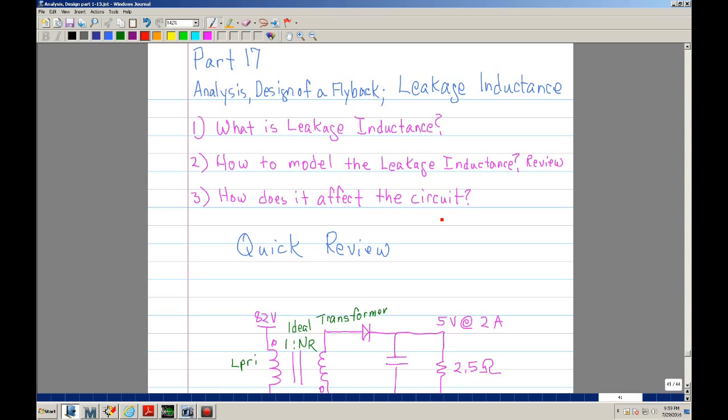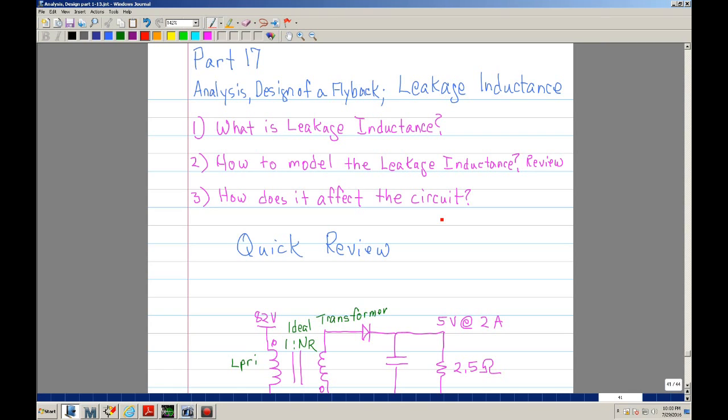Welcome to part 17, analysis and design of a flyback. The topic that I'm going to cover is the leakage inductance. I've gone through the leakage inductance very briefly, and how it affects the circuit, but I want to go into more detail.